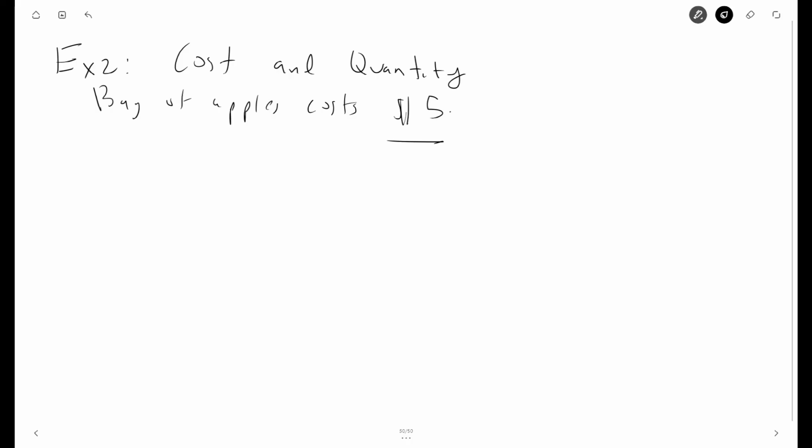We can represent it by the equation y equals kx. Total cost is equal to the constant of proportionality, which is 5, because each bag costs $5. And the total cost if we're buying bags is going to be 5 times the number of bags.